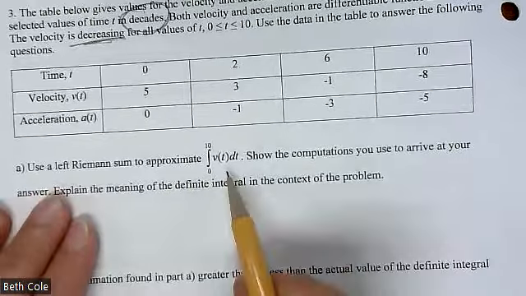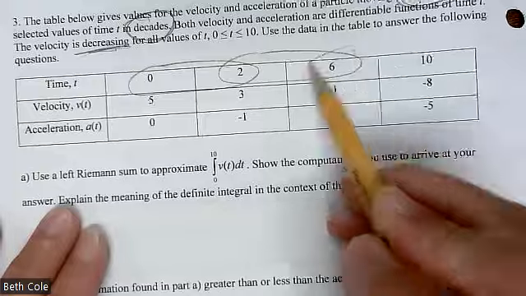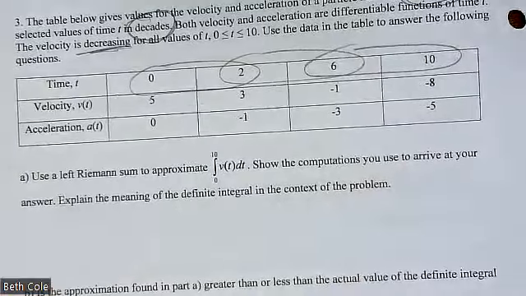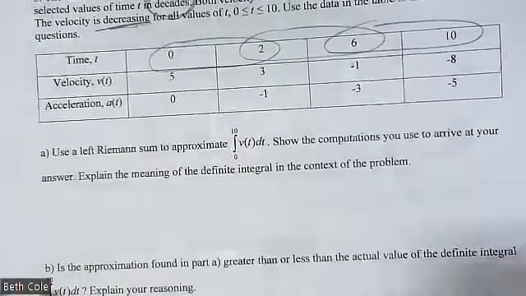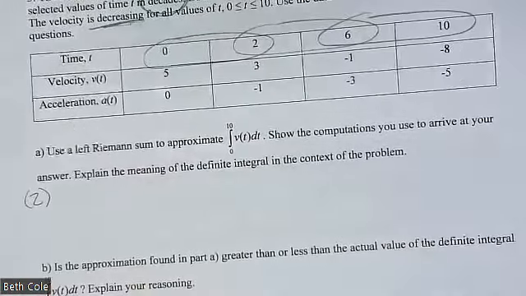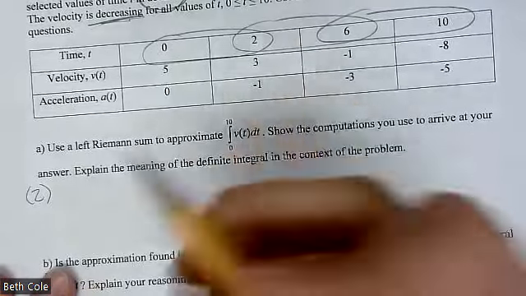Use a left Riemann sum to approximate this. All right, how many sub-intervals do we have? 3. Good. Are they all uniform? Bummer. All right. What's the length of the first one? Right, 2. And then you want the number on the left for velocity. See how it's velocity in there? So 5.